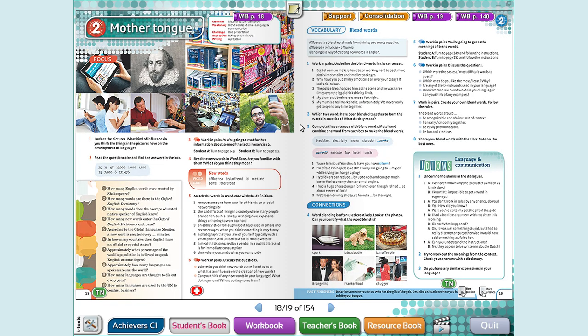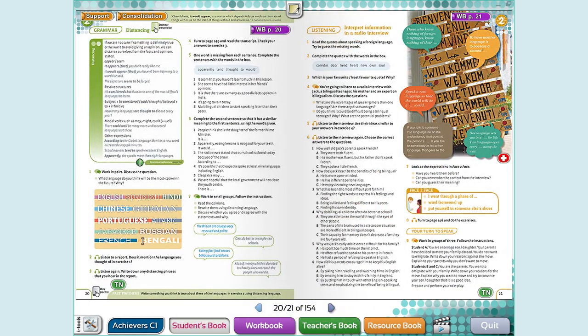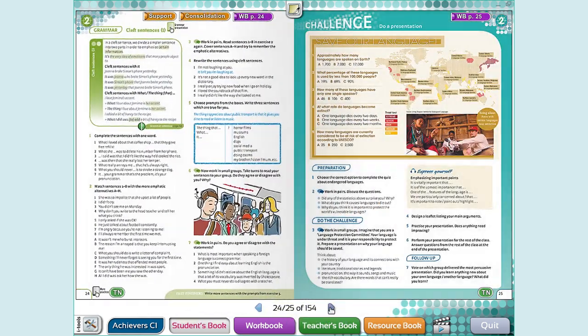In Unit 2, you should study page 19, the blend words and the idioms. You should study distancing, when you want to avoid talking about something. Yes, you want to tell something to someone, but you don't want to give your opinion. Okay, so you use different words to avoid your opinion. You should study page 24, Cleft Sentences, when you have one sentence and then you create two sentences. Great.